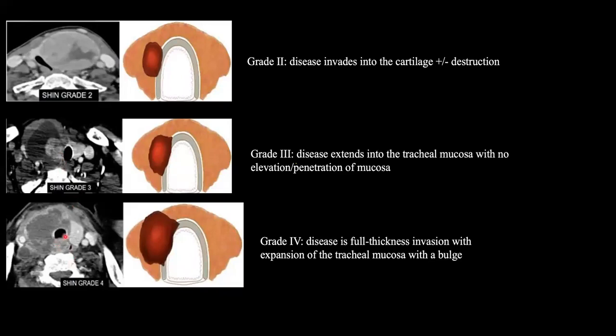And over here, there is a frank extension into the lumen. There's a full thickness invasion with expansion of the tracheal mucosa and a bulge. So you can see posteriorly, this entire thing is the nodule, even extending posteriorly. And it's bulging into the trachea. So it's a grade 4 and obvious tracheal invasion is present.